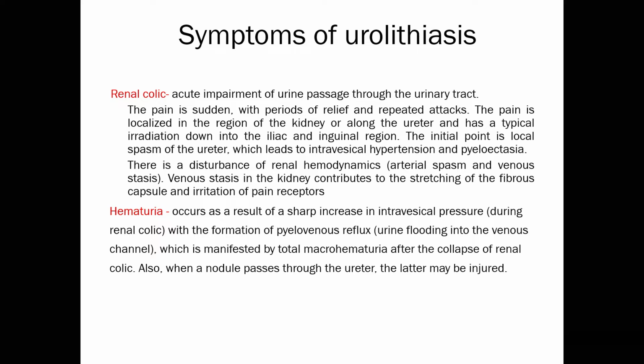The initial point is local spasm of the ureter, which leads to intrapelvic hypertension and pyelectasia. There is a disturbance of renal hemodynamics, arterial spasm, and venous stasis. Venous stasis in the kidney contributes to the stretching of the fibrous capsule and irritation of pain receptors. Hematuria occurs as a result of a sharp increase in intrapelvic pressure during renal colic, with the formation of pyelovenous reflux, urine flooding into the venous channel, which is manifested by total microhematuria after the collapse of renal colic. Also, when a stone passes through the ureter, the latter may be injured.